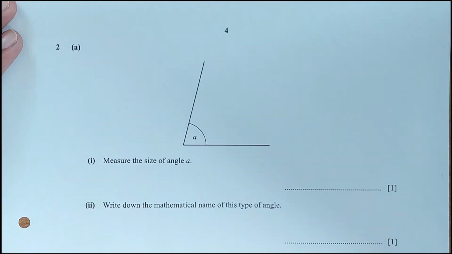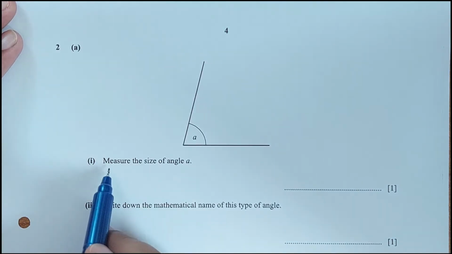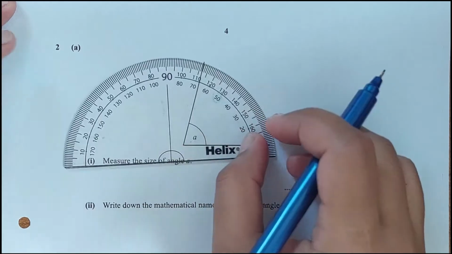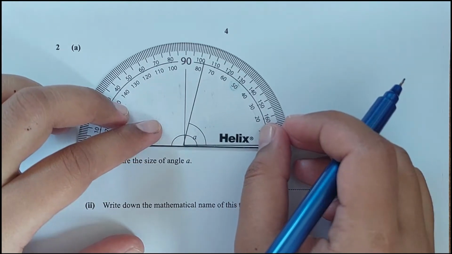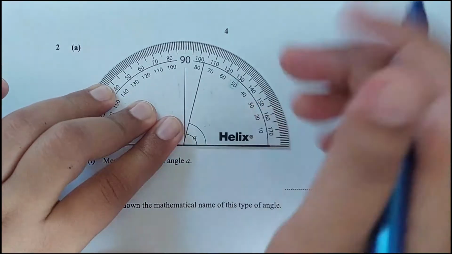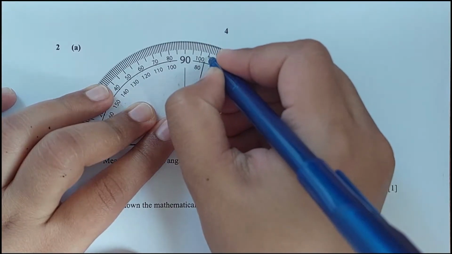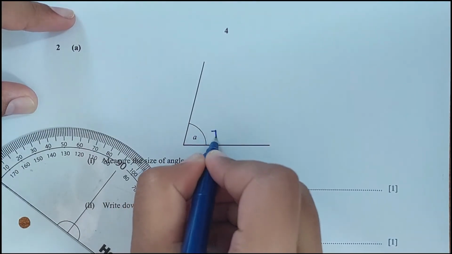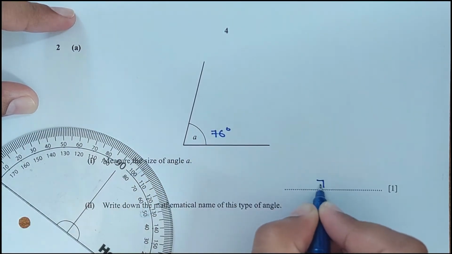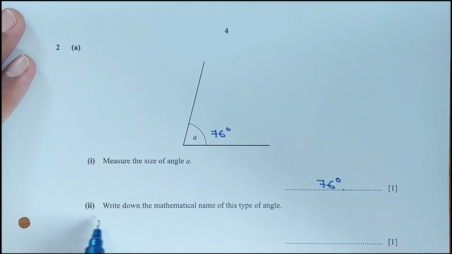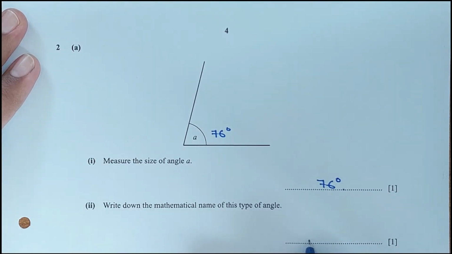Okay. Question number 2, part A. Number 1, measure the size of angle A. Let me measure this angle. You can see this is 70, 75 and 76. Angle A is 76 degrees. Number 2, write down the mathematical name of this type of angle. This angle is less than 90, so this is an acute angle.